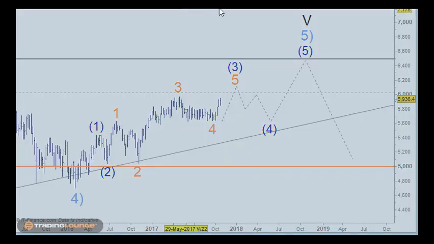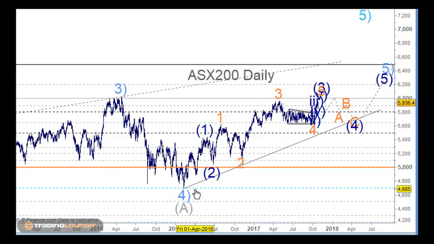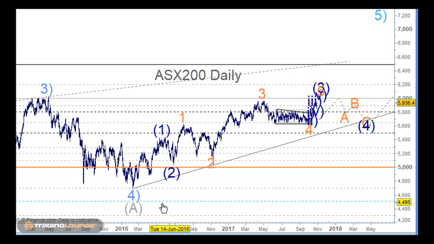Just made a few adjustments there, and we'll have a look on the daily chart, and then we'll drill in from that point there. So bear with me while I do a bit of housework.